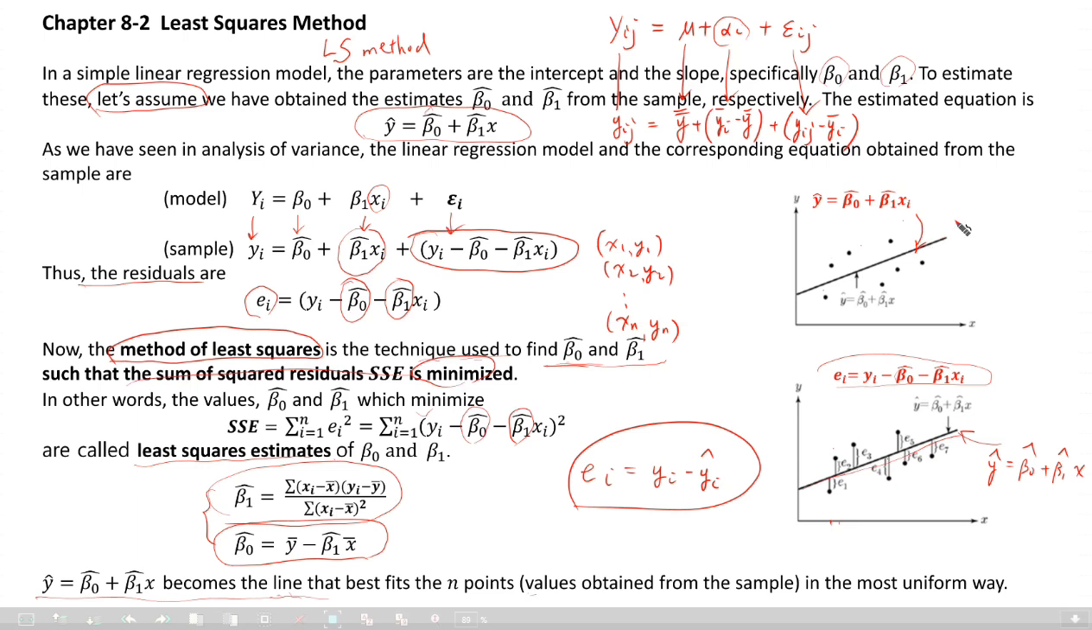All right, it is not difficult, it is simple, and if you understand this simple material, you will better understand regression analysis. All right, that's it for today.